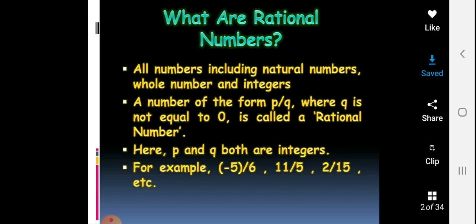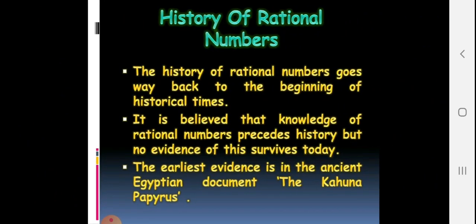Let me give you some examples. Examples are minus 5 upon 6, 11 upon 5, 2 upon 15, or it could be 0 upon 5. Remember students, your denominator should not be 0, but if your numerator is 0, then it is also known as a rational number.